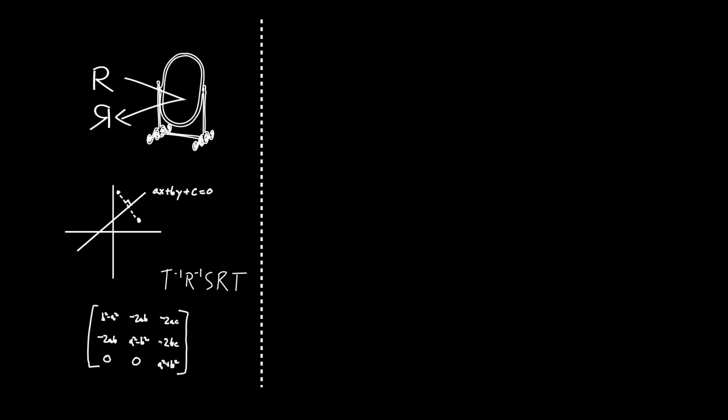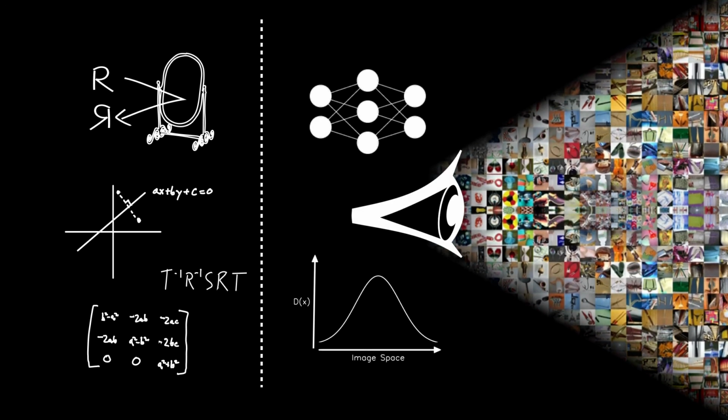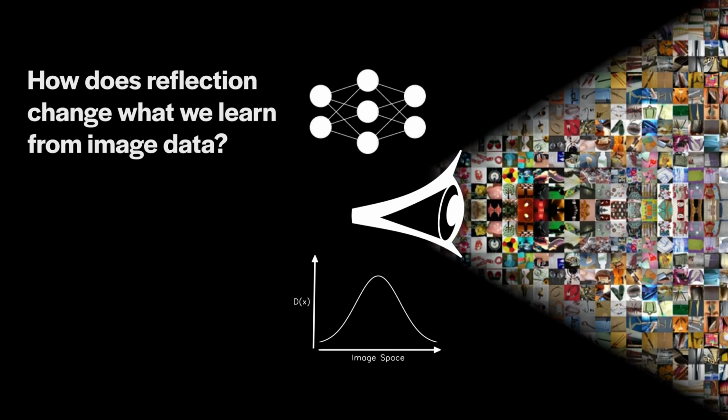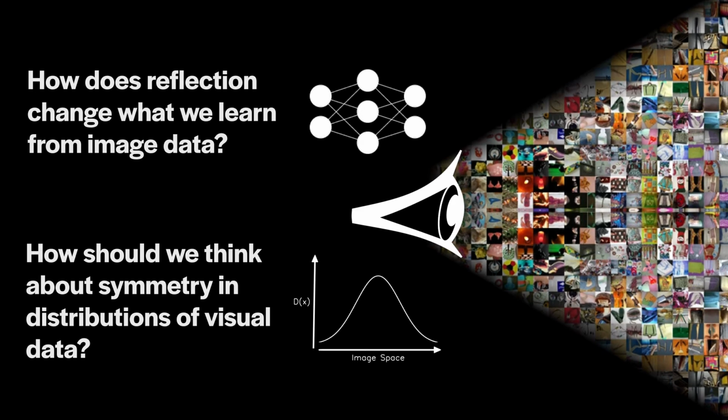Now we have a pretty good sense of how this works geometrically, but despite widespread use when training deep networks, we know a lot less about how it affects what we learn from visual data. So that's what this paper is about. How does reflection change what we learn from image data, and how should this inform the way that we think about symmetry in visual distributions?